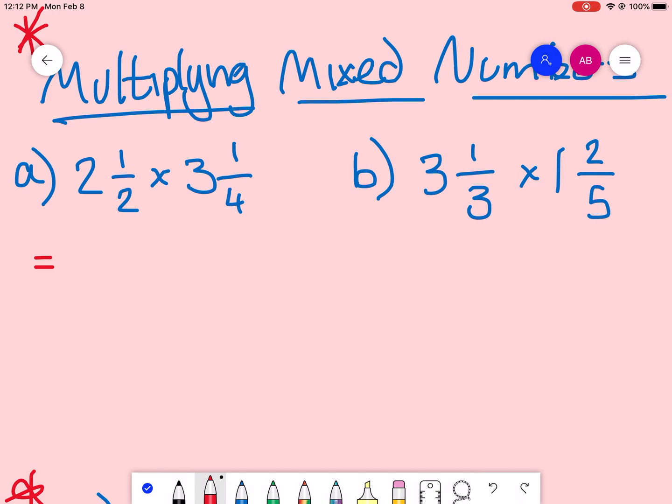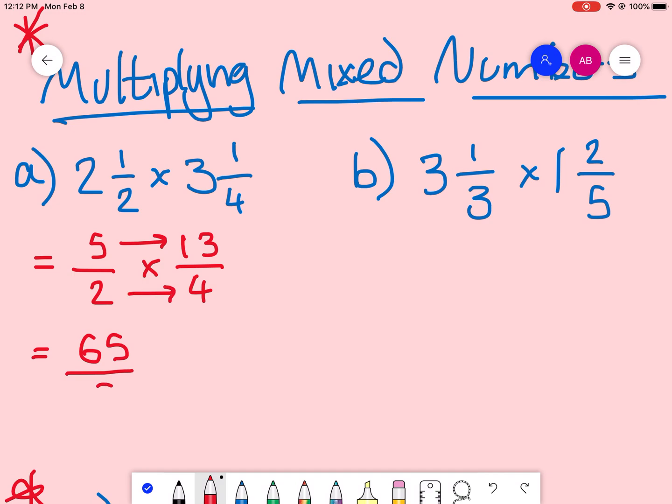So in this case, 2 times 2 plus 1 becomes 5 over 2. I want to times that by 3 times 4 plus 1, which is 13 over 4. Times the two top numbers together, and we get 65. Times the two bottom numbers together, and we get 8.